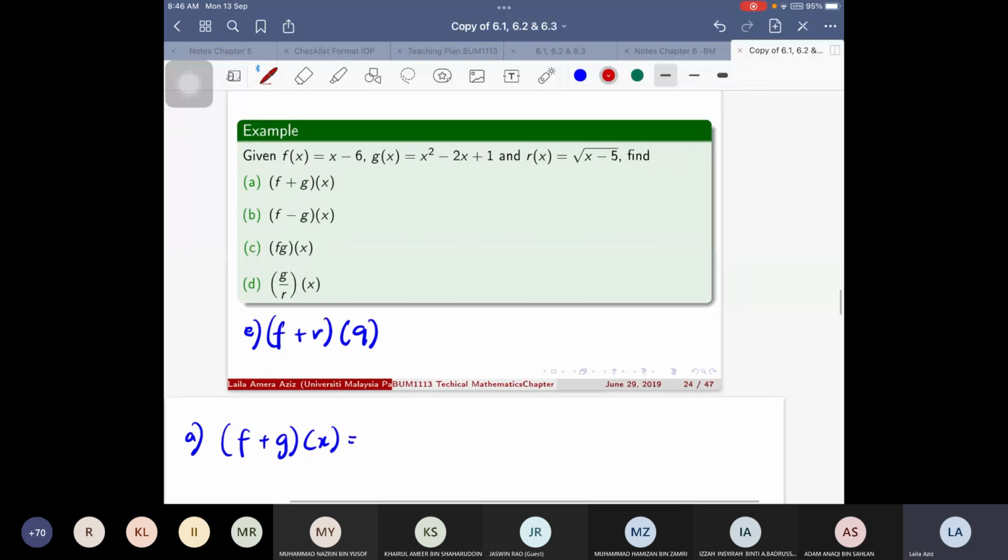Okay, so here kita ada 3 function yang berbeza. So function nombor 1 adalah f of x sama dengan x tolak 6.